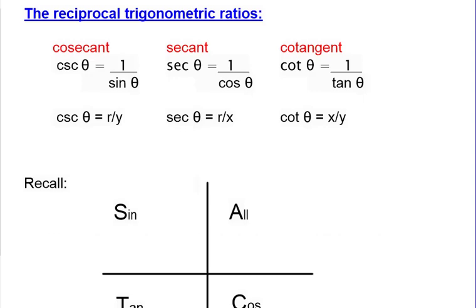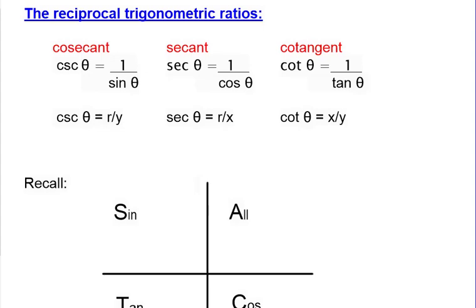Some more new things we're going to talk about. We also have reciprocal trigonometric ratios. We've got cosecant, which is 1 over sine, so cosecant is r over y. We've got secant, which is 1 divided by cosine, or r divided by x. And then we've got cotangent, which is 1 divided by tangent, or x divided by y.